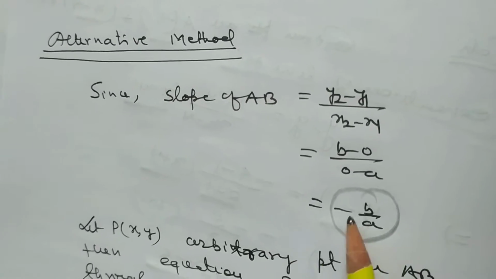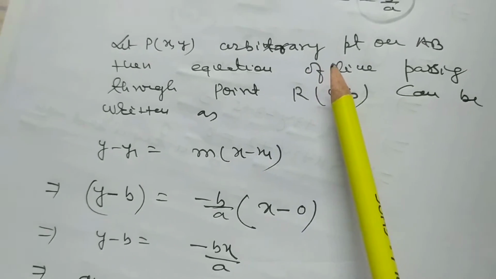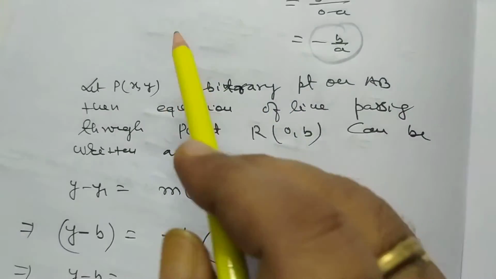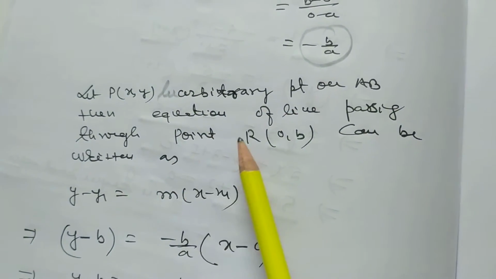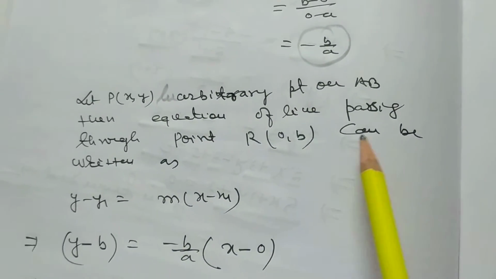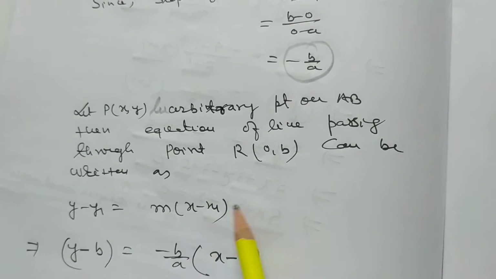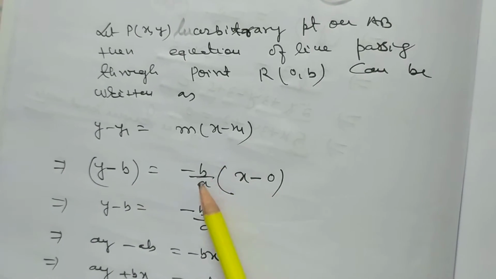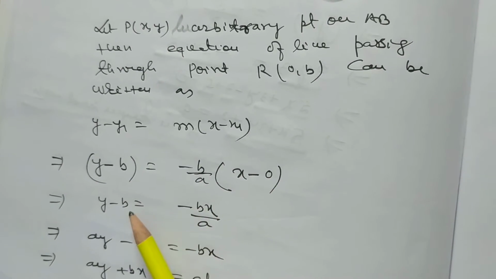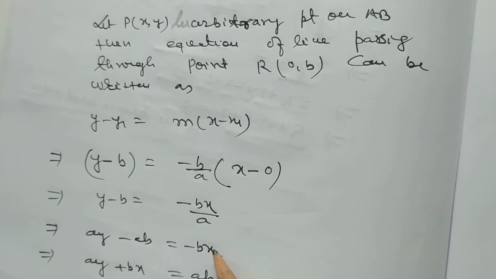So the slope of this line is minus b by a. Let P(x,y) be an arbitrary point on AB. Then the equation of line passing through point R(0,b) can be written as y minus y1 is equal to m(x minus x1). That is, y minus b is equal to minus b by a times (x minus 0). That is y minus b is equal to minus b into x by a.